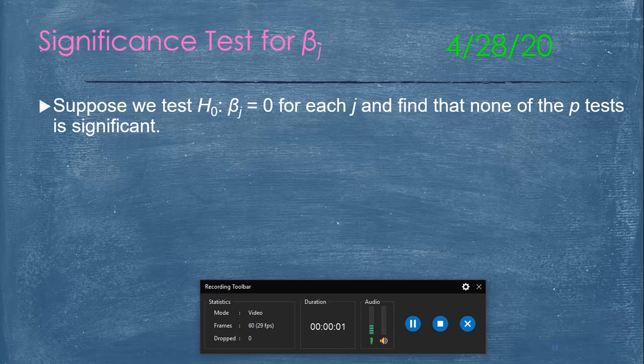Today we're going to pick up where we left off in section 11.1, and you can use April 28th if you need to redate your notes. In our last lesson, we talked about the model for multiple linear regression.